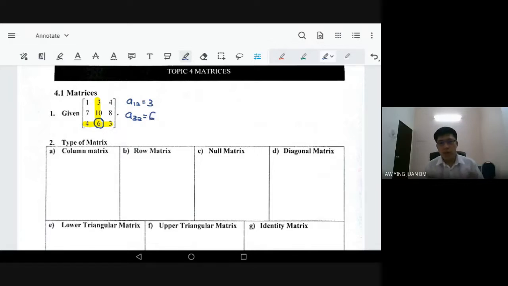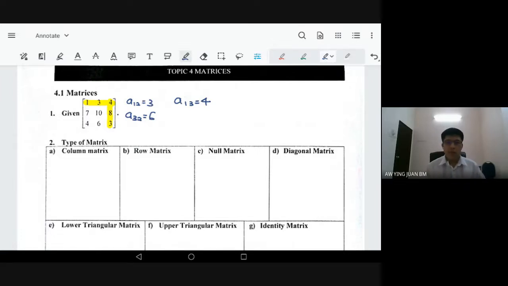Itu adalah perkara yang anda perlu tahu. Kita bagi contoh lagi. A13. Anda perlu berlatih A13. So row 1 and then column 3. Jawapan kita adalah equals to 4. Kita dah bincang tentang order, row, column and element.